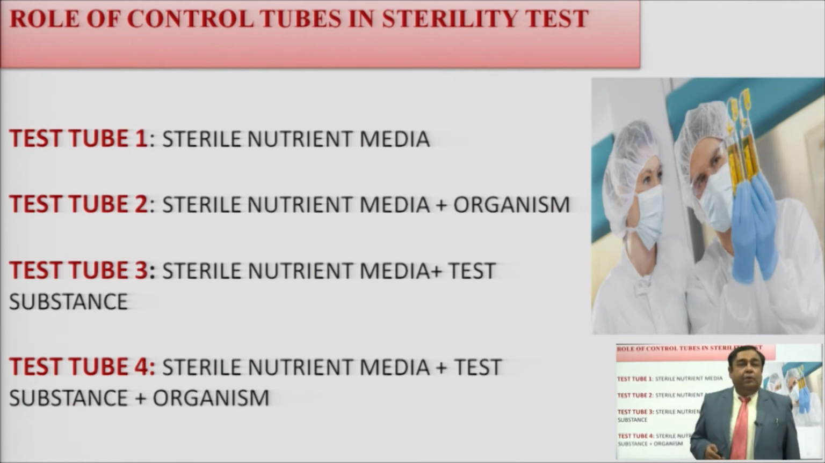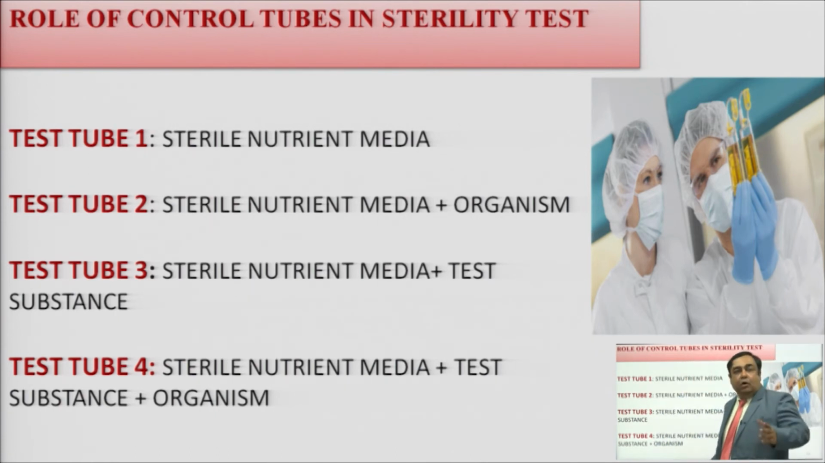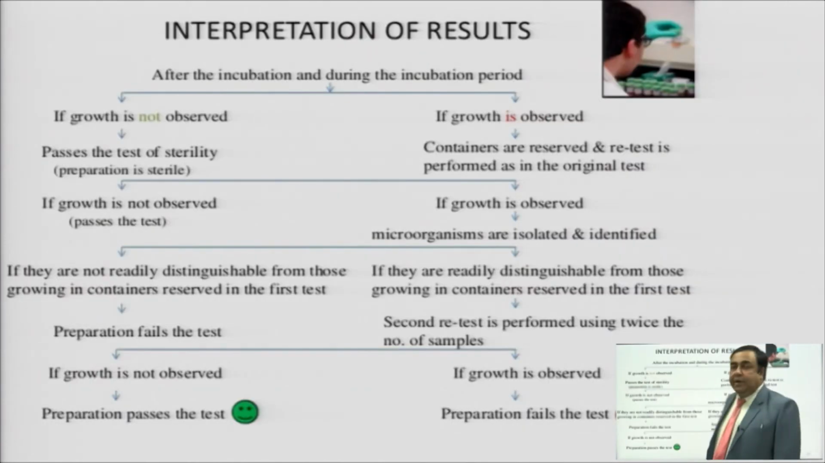Test tube number 4, sterile nutrient media plus test substance plus organism: ideally it should be turbid, that is, the organism should grow in the presence of the nutritional media. But if accidentally it is not growing, it means that the test substance has some antimicrobial property which is preventing the growth of the organism, and hence the media is clear. So, ideally test tube number 4 should be turbid. Now, let us move on to the interpretation of the results.